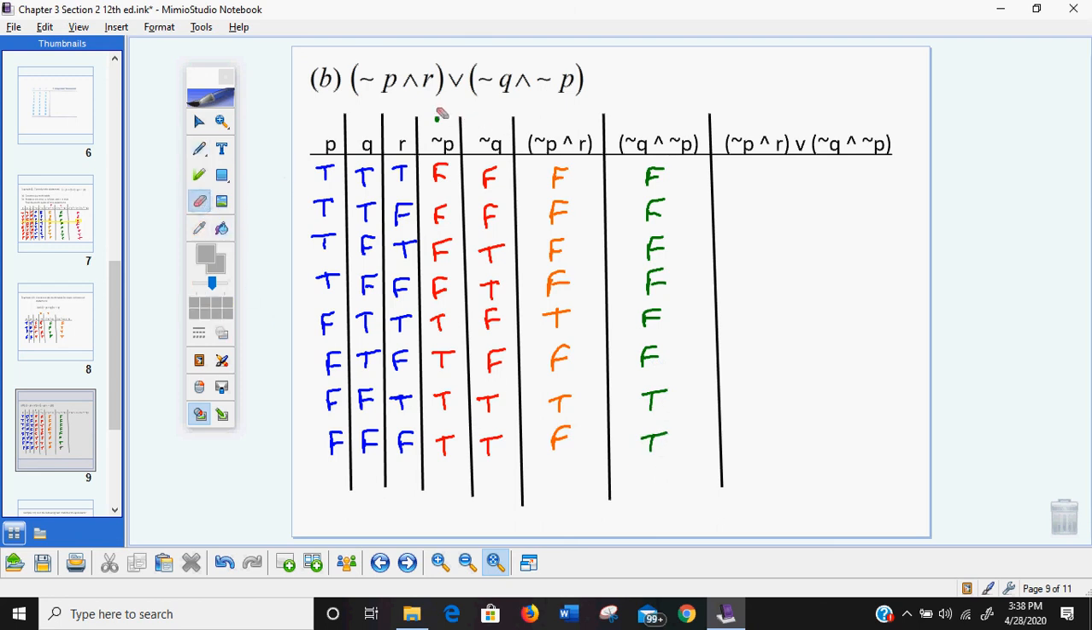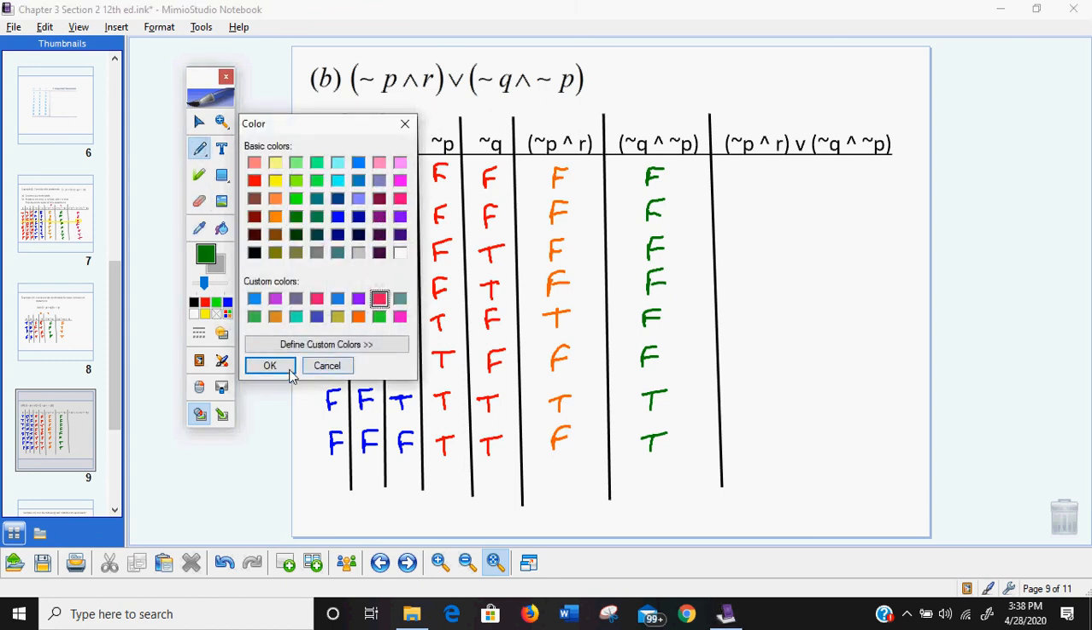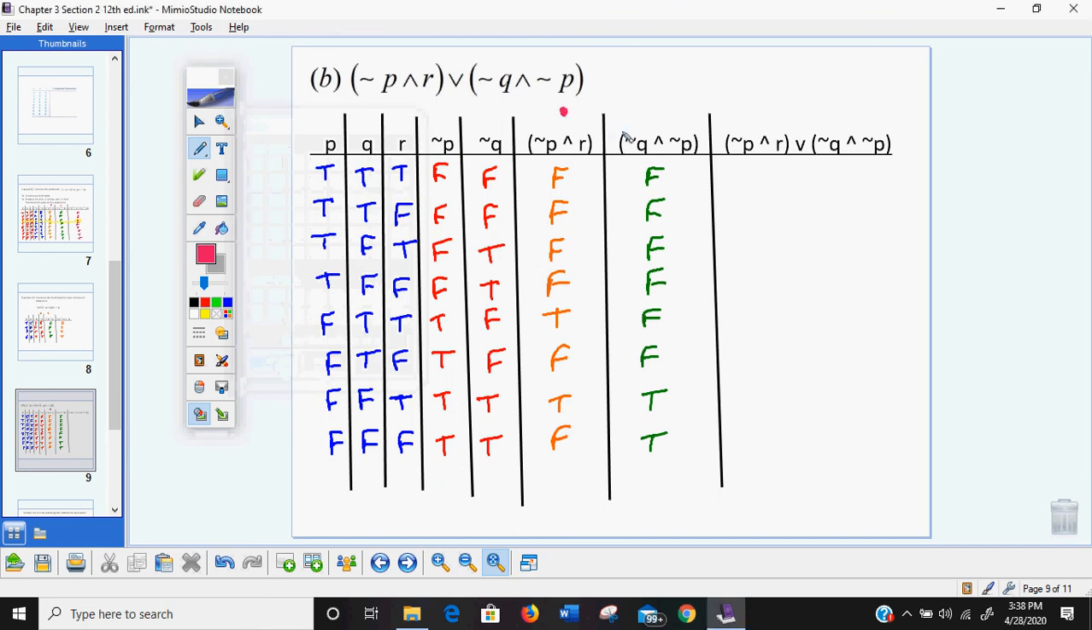Now the last thing we're going to do is we're going to do those two that we have parentheses on, and it's or. So the orange and the green columns, and it's or. So if one is true, the answer is true. So I have two falses, that's false. Second row, two falses. Third row, two falses. Fourth row, two falses. Now the fifth row has a true. The sixth row has two falses. The seventh row has two trues. And the eighth row has a true. Just remember when it's or, if one or the other is true, the answer is true. So this pink column would be your answer for part B.